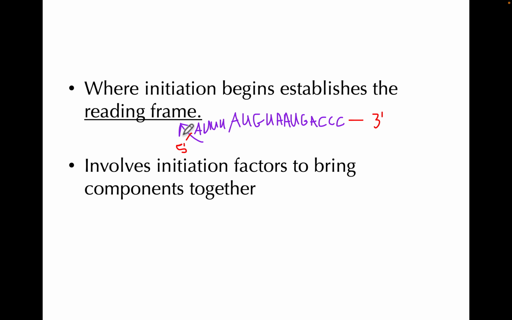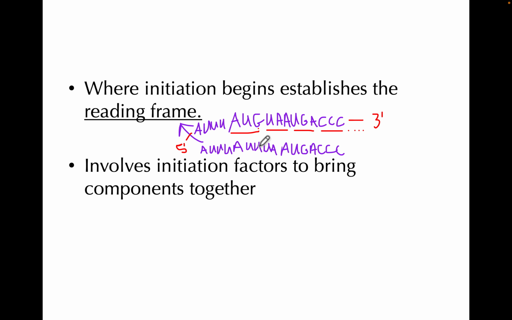So the ribosome is going to jump on the 5' end, and it's going to scan until it gets to the first AUG. In this case, that's here. Then it's going to read groups of 3, because codons are 3s. So it's AUG, UAA, UGA, CCC, etc., until it gets to the stop codon, which we'll see what that means later.